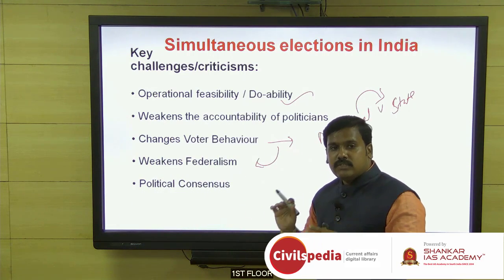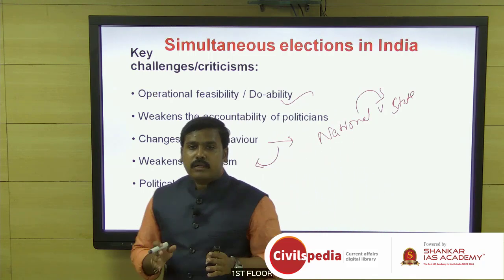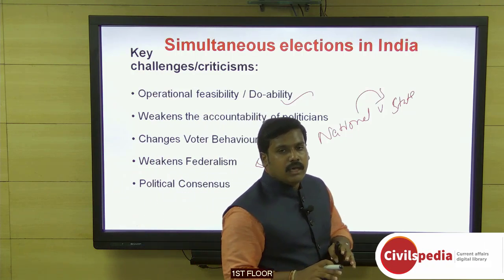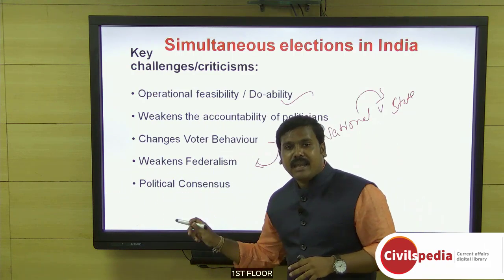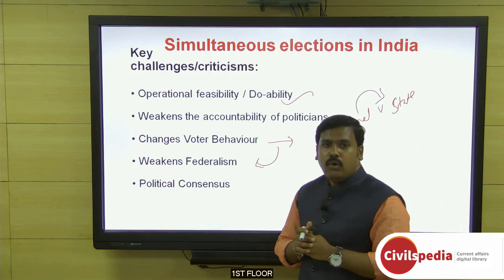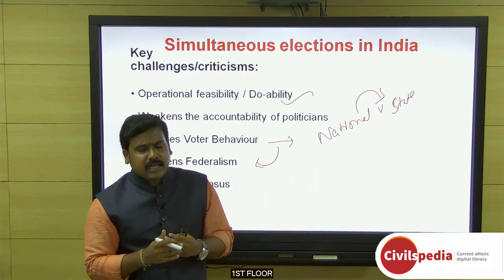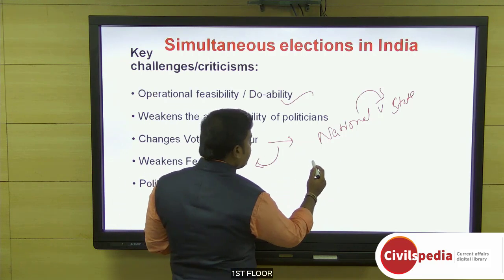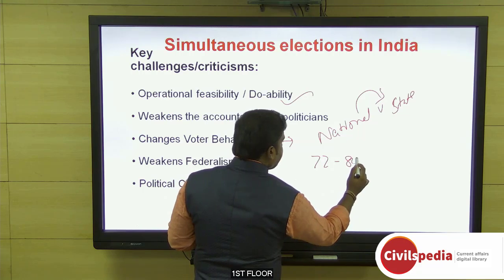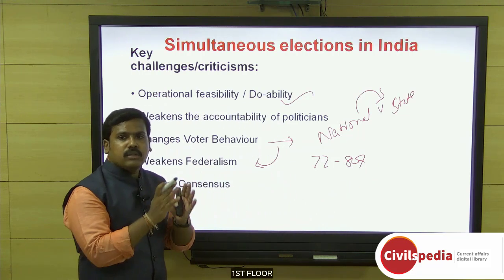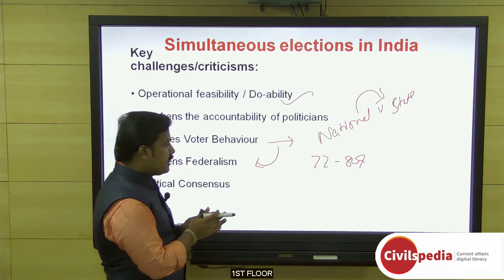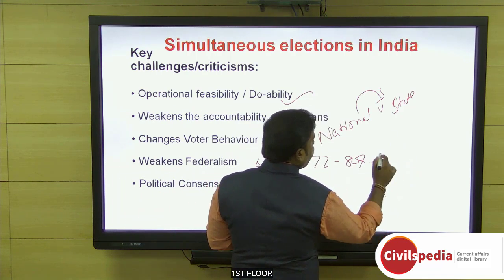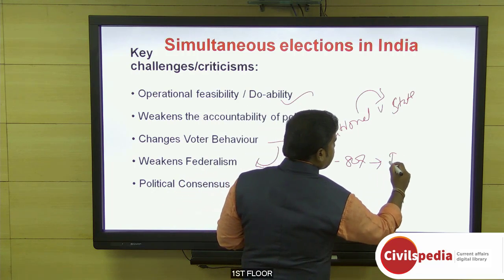So this sort of thing will change the voter behavior, and this will affect federalism, because it will affect the regional parties as well. This is one of the major objections from the regional parties, because simultaneous elections will benefit the national parties if they bring it. Moreover, another point of weakening federalism: as the voter pattern goes, they said almost 77 to 80% vote for a similar party both nationally as well as in the state assembly elections. If that holds true, then that will lead to members of the same party representing in Rajya Sabha.